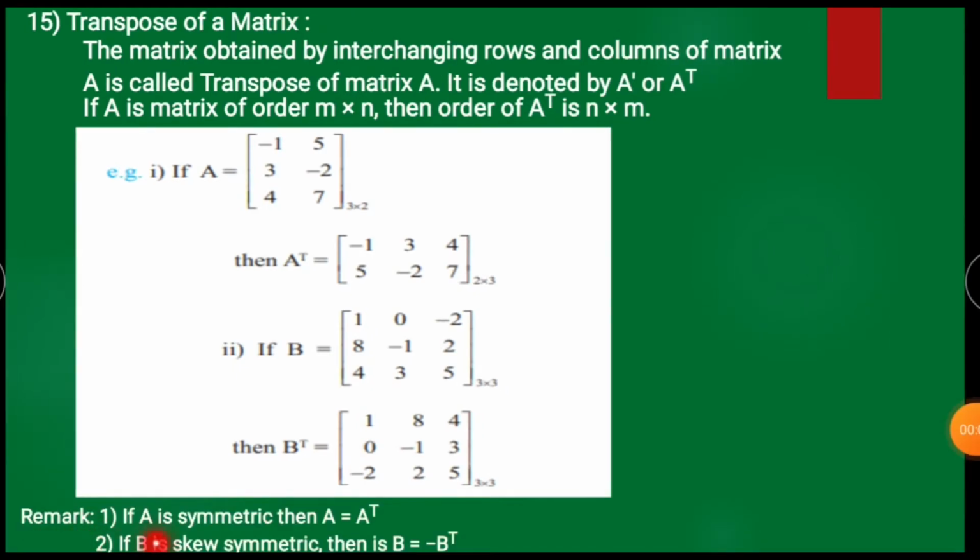Now see remark. If A is symmetric, then we get A equals A transpose. If B is skew symmetric, then B equals minus B transpose.